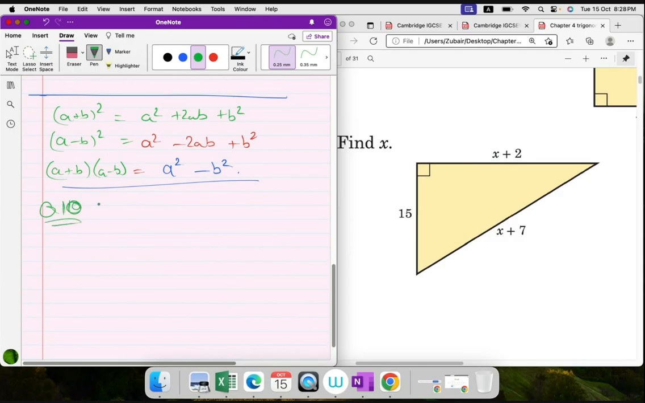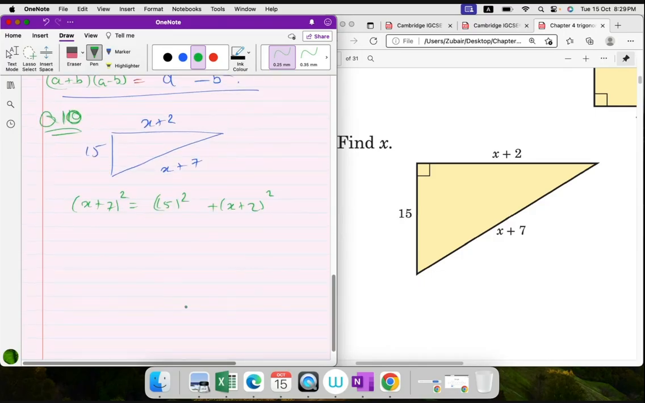Question number 10. This is 15 and x plus 2 and x plus 7. So we go in our order, longest side on one side, two shorter sides on the other side, squared and added. A square plus b square plus 2ab. 15 square is 225 plus a square plus b square plus 2ab.